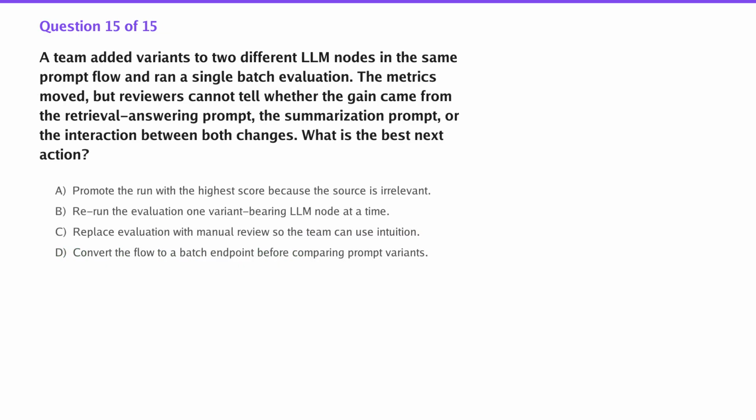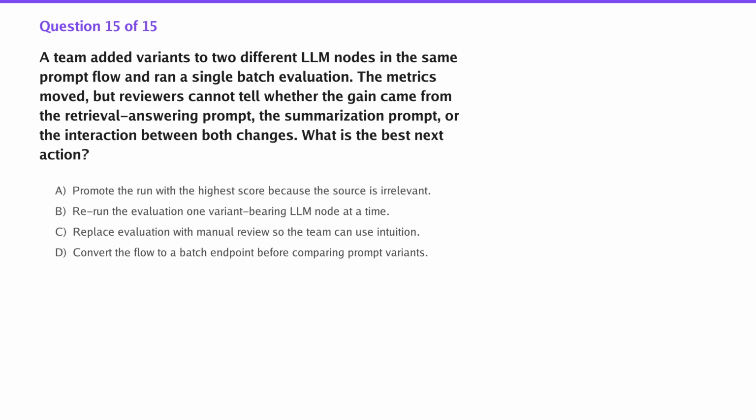A team added variants to 2 different LLM nodes in the same prompt flow and ran a single batch evaluation. The metrics moved, but reviewers cannot tell whether the gain came from the retrieval answering prompt, the summarization prompt, or the interaction between both changes. What is the best next action?